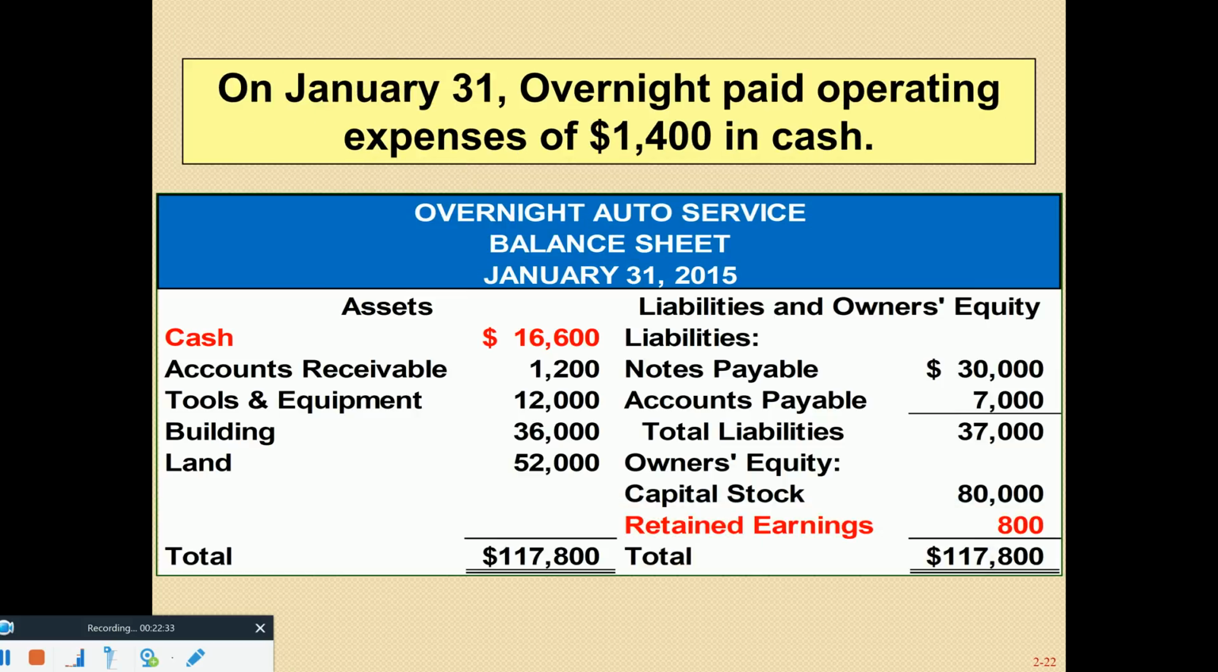Same day, January 31st, Overnight paid general operating expenses of $1,400 in cash. So we're going to see our cash balance reduced by $1,400. And the retained earnings, because we're recording an expense, will be reduced by $1,400. It was $2,200, now it's down to $800.